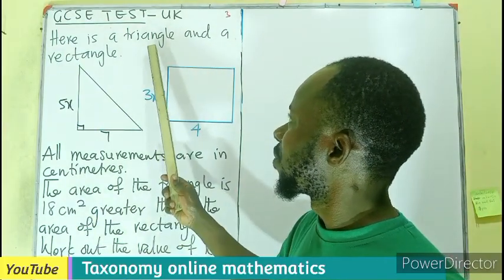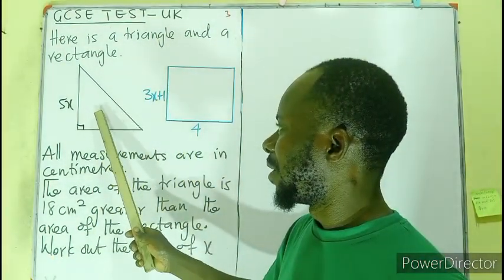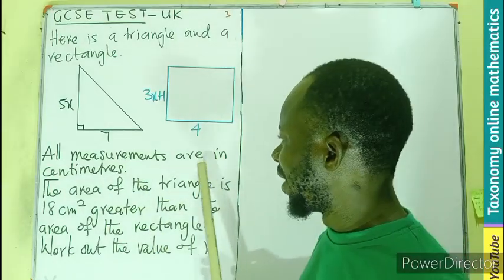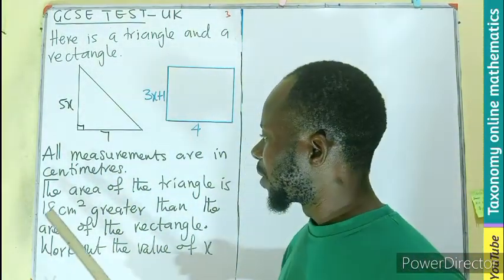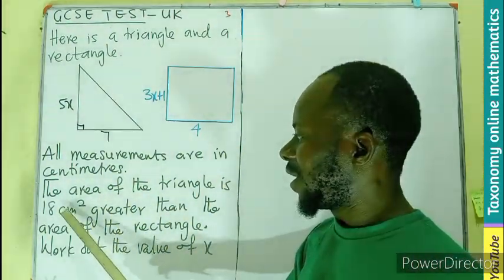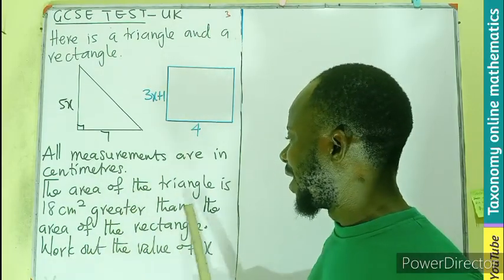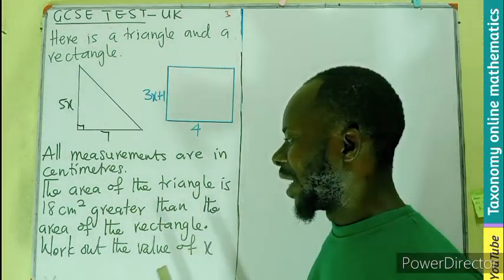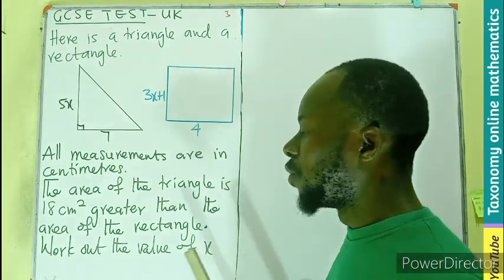Here is a triangle and a rectangle, this and this. All measurements are in centimeters. The area of the triangle is 18 centimeters greater than the area of the rectangle. We have to work out the value of x.